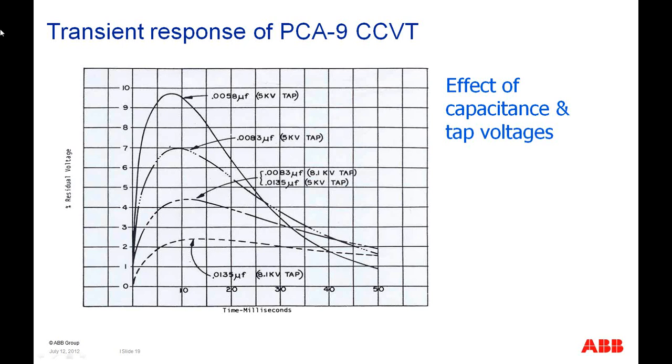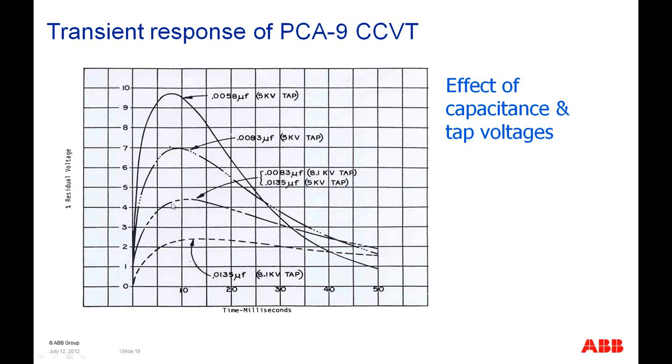So in this particular graph, this is for a PCA9 CCVT of Westinghouse, which was designed in the late 1970s or so, and you can see that for a 5 kV tap, which is a very low tap with a very small stack capacitance of 0.0058 microfarads, we get this large transient. This is percent residual voltage after we set the voltage to 0, so we get just about a 10% overshoot on voltage when we remove it.